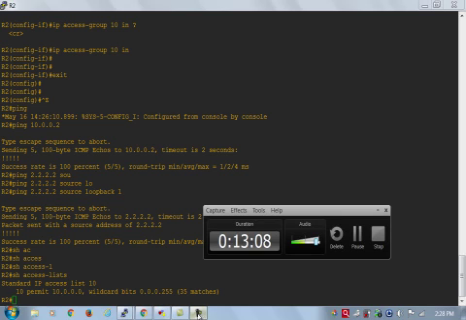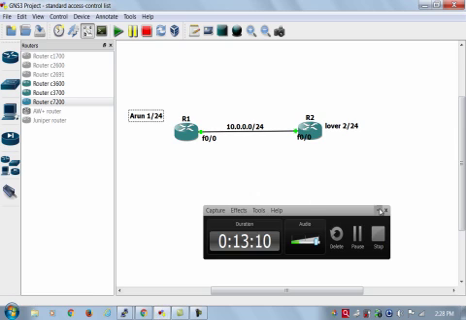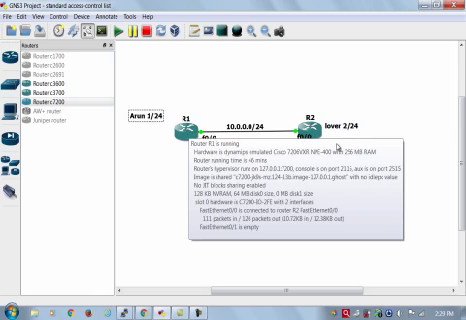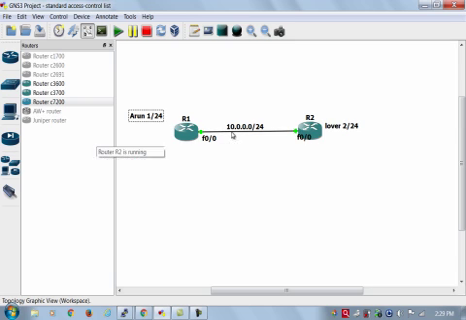We have created an access control list, and it is a standard access control list. The aim is that Arun should not talk to his lover. So what I have done is I have taken two routers. In these two routers I have a 10.0.0.0 network, with .1 over here and .2 over here. Then I have also created a loopback address 1.1.1.1/24 on R1 and a loopback address on R2, 2.2.2.2/24.